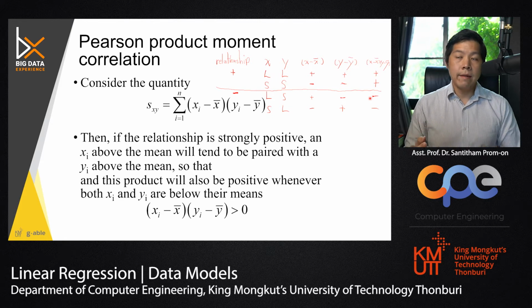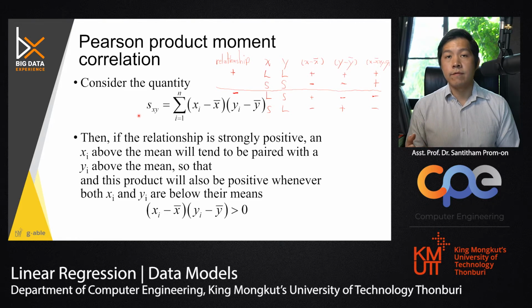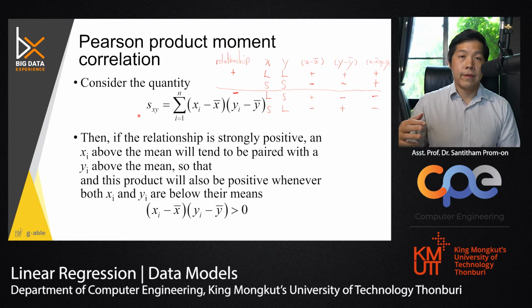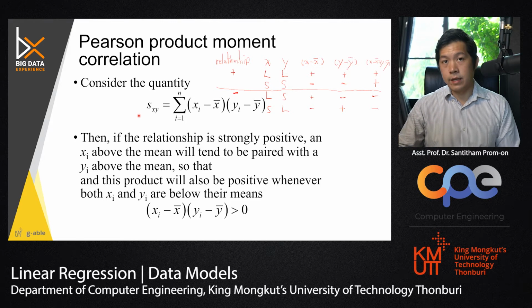Right. So that means the SXY value here would allow you to assess the magnitude and the direction of the relationship, right? If it has a positive relationship, it would have a positive value. If the two variables have a negative relationship, then you would have the value become negative. And also the magnitude would suggest whether it has a large positive relationship or a large negative relationship.